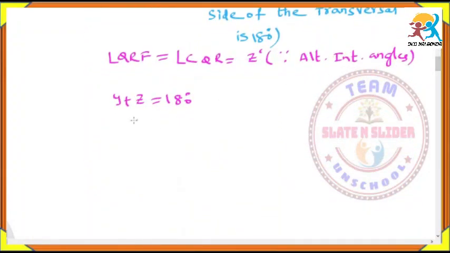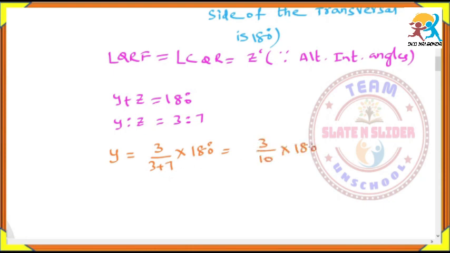So we will write y is to z is equal to 3 is to 7. So it means y is 3 parts, z is 7 parts. To find y: y is 3 parts, so 3 by, and this 180 degrees is the sum of the two angles. That means we have to add the two parts, that is 3 plus 7, into 180 degrees. So 3 by 3 plus 7, which is 10, into 180 degrees.